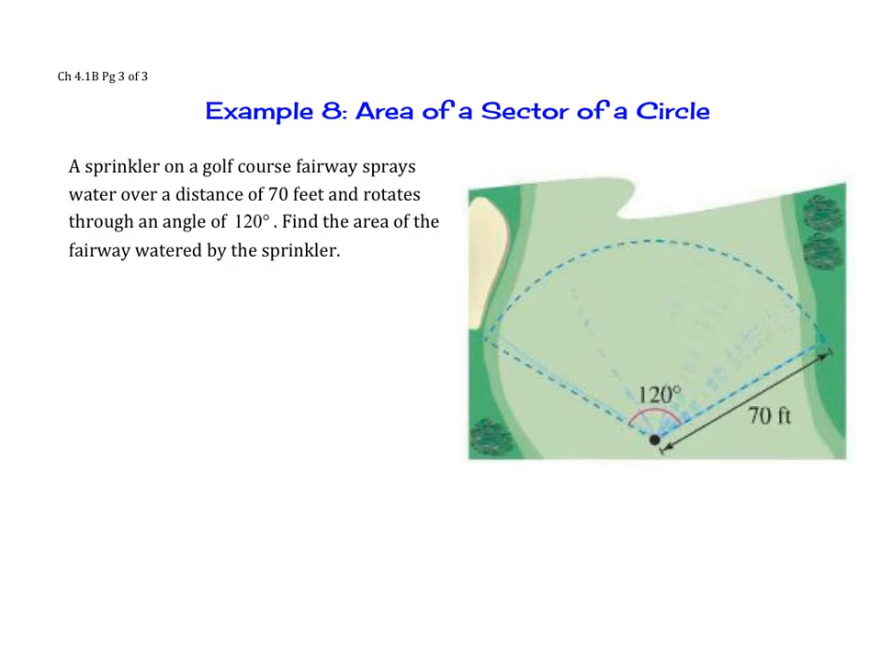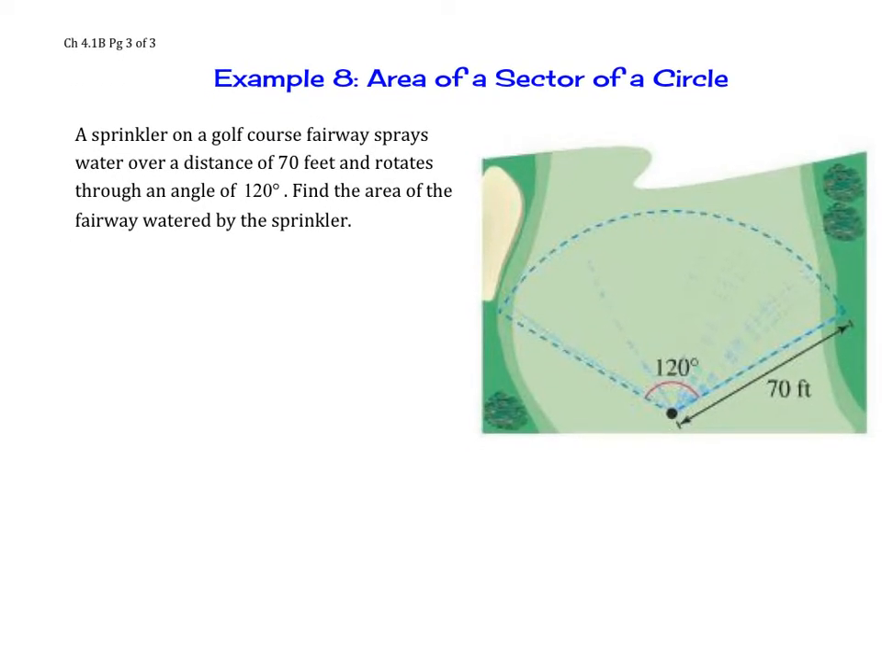So let's try this example. Area of a sector of a circle. A sprinkler on a golf course fairway sprays water over a distance of 70 feet and rotates through an angle of 120 degrees. Find the area of the fairway watered by the sprinkler. So we need to know that formula: A equals 1/2 r squared times theta. R we know is 70 feet, and we need to figure out what theta is.